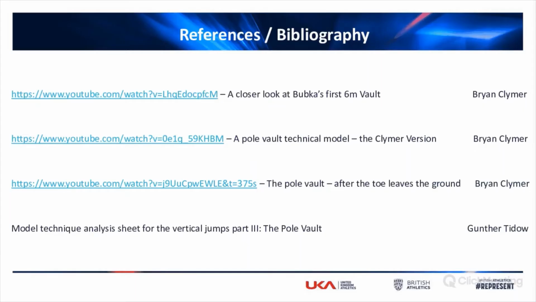And then the other references, I already mentioned Brian Clymer's work. Go and watch those 3 YouTube videos when you can. A closer look at Bubka's first 6-meter jump, the Clymer technical model, and then what happens in the vault after the toe leaves the ground. Awesome stuff in terms of his mindset around what you should be doing on the pole. Love it. Learned a lot from it. And then, of course, the paper that I've referenced a lot throughout this presentation series is Gunter Tidow's work. Bit biomech heavy, but great understanding of the event and everything else. So go and have a read of that if you haven't had a chance to yet.